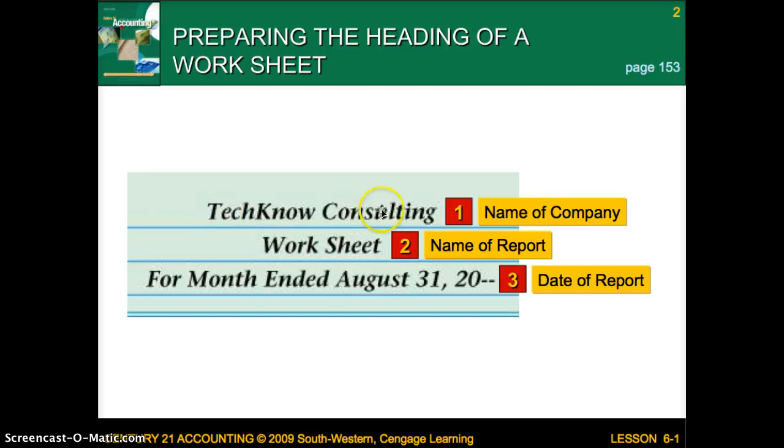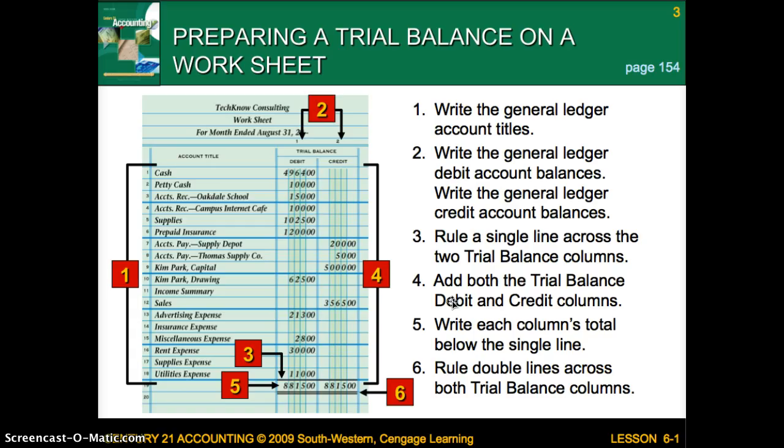The company name will go on top, so we're working with Techno Consulting. Then the name of the report. We are preparing a worksheet, so we'll just write worksheet on that second line. And then the date of the report. One thing that you need to know for the date is it needs to be for the month ended, okay? Or if you did it at the end of a fiscal period, it would be for year ended and then the date, okay? So it's not just the date, it's for the month ended or for the year ended, okay?